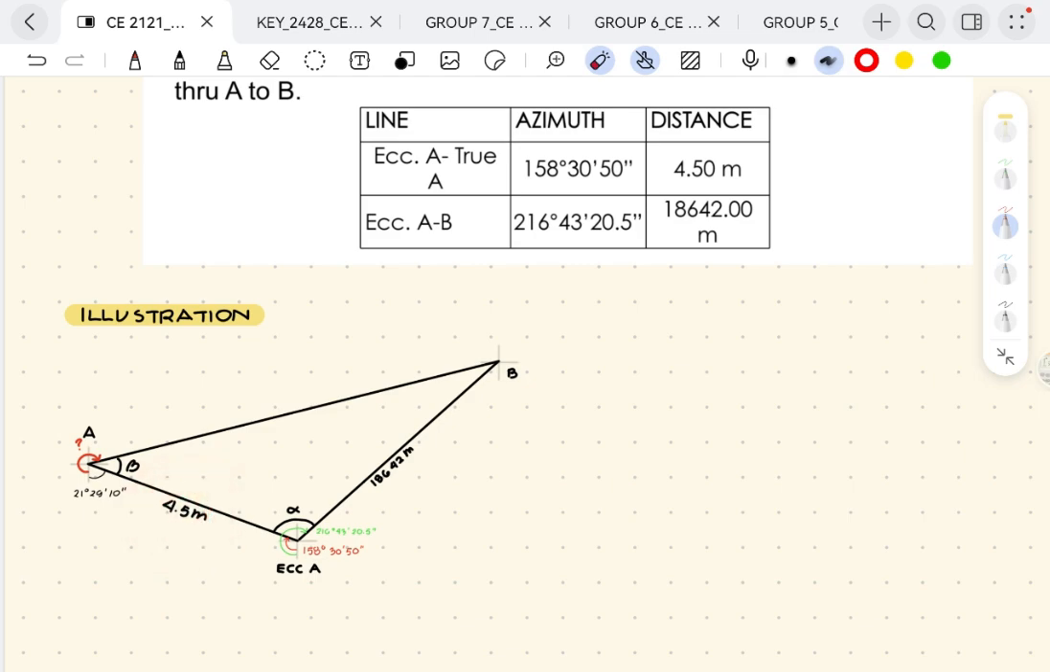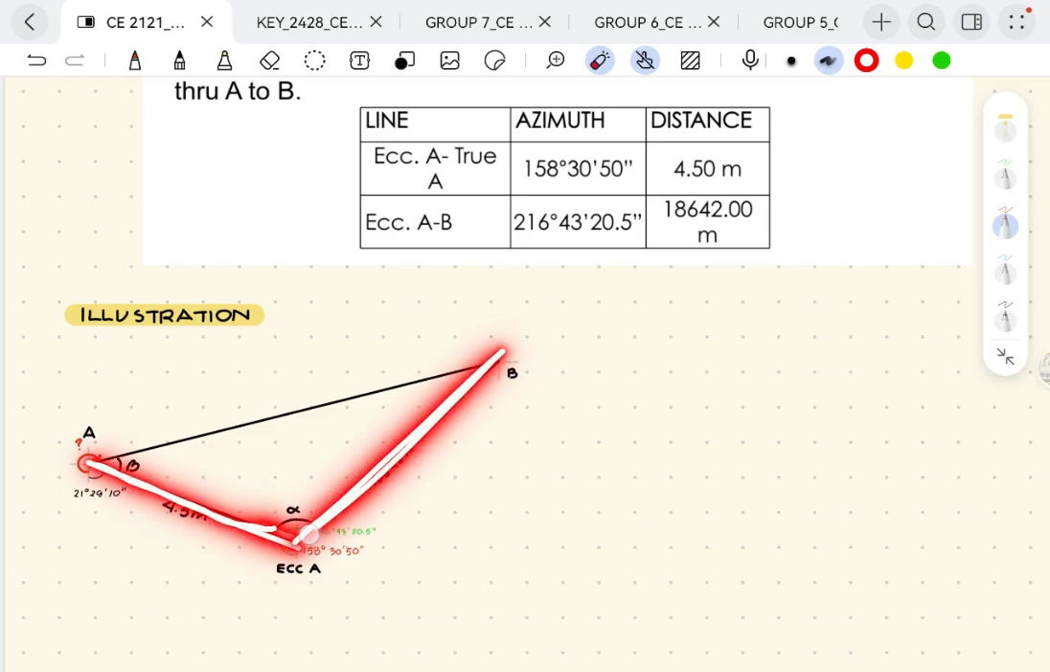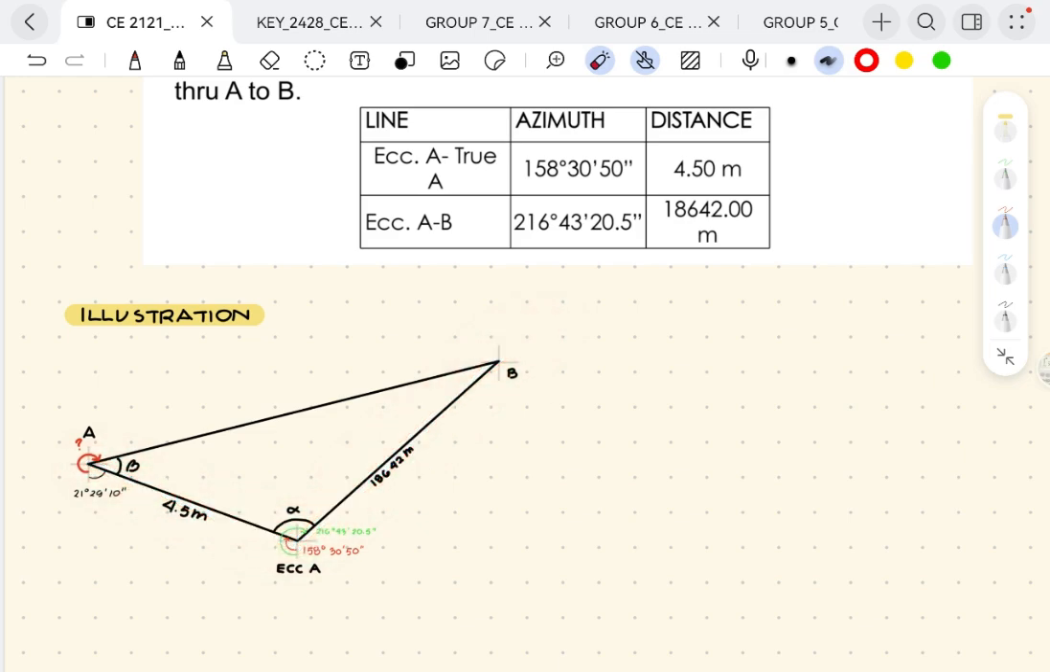So the next one is azimuth from eccentric A going to B. So let's start at the south, rotate 216 degrees, 43 minutes, and 20.5 seconds. So this would be eccentric A to true B, which has a distance of 18,642 meters. Okay, now we are asked to find the azimuth of this one, starting from south, of course. Now, here, this is just an illustration for us to be able to solve the problem, since 4.5 is too small to illustrate compared to 18,642.